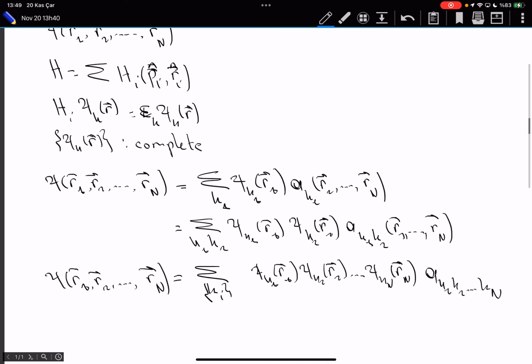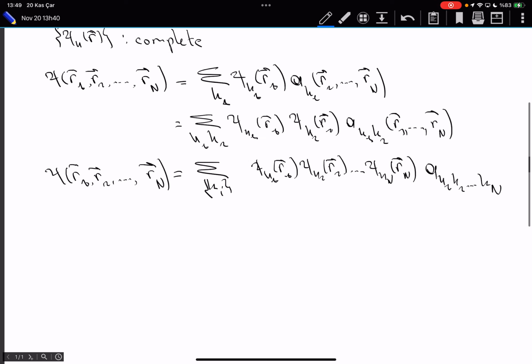You see, since psi k are a complete set, I can do this expansion whether my system is a system of interacting particles or not. I mean, although I said that my system is not interacting at the beginning, even if my system is interacting, I can still make this expansion. So I can expand the n-particle wave function in terms of single particle wave functions.